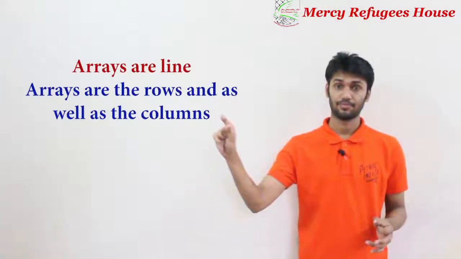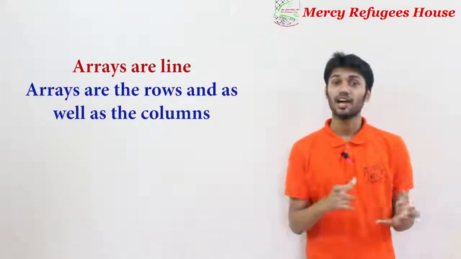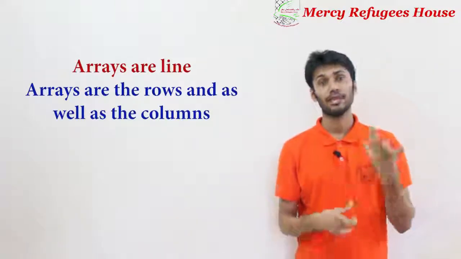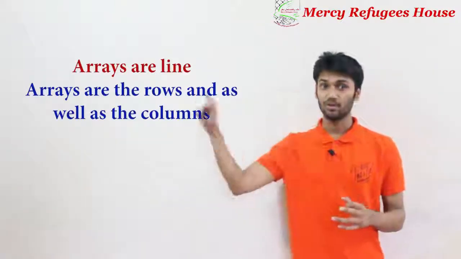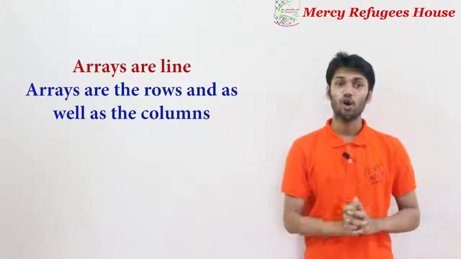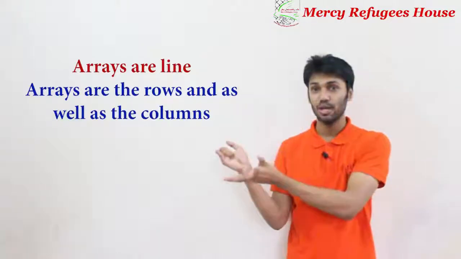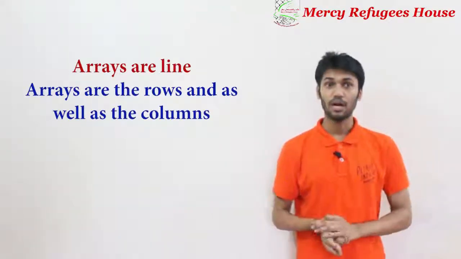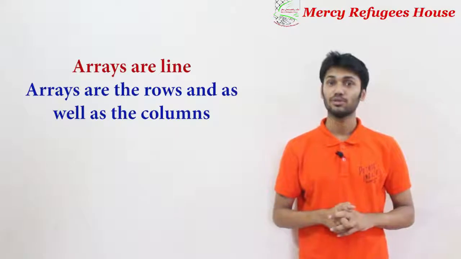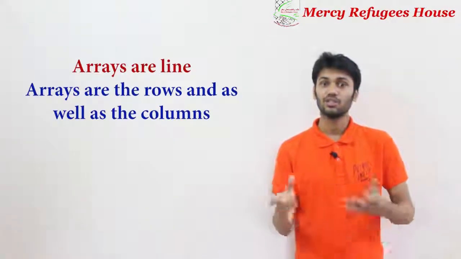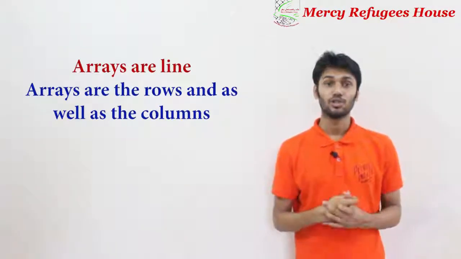The next method is that you could do it using arrays. Now, what are arrays? Arrays are lines, different lines, a set of numbers. Arrays are the rows as well as the columns. That means how many rows you have, or how many numbers you have in your rows, and how many columns you have in your multiplication.